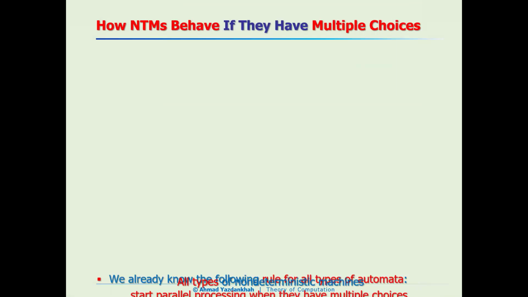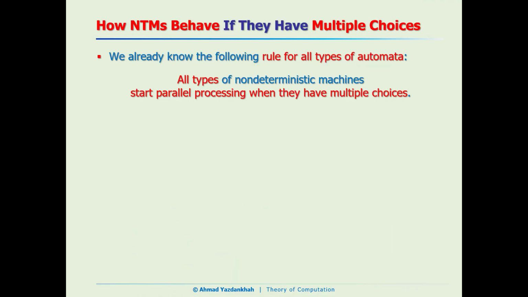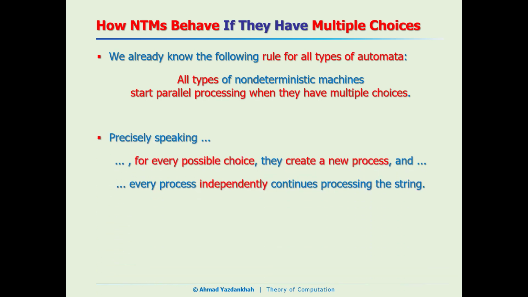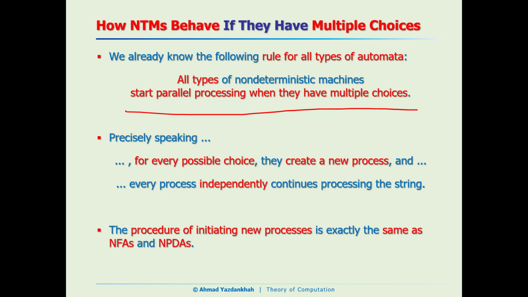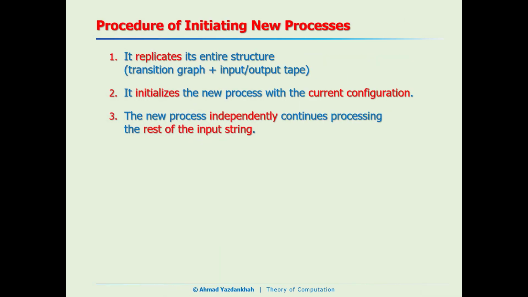Another question is how non-deterministic Turing machines behave if they have multiple choices. We have a standard and very general rule for all of these. When the machine has multiple choices, it starts parallel processing. All of them look exactly the same. So whatever we said for the NFAs and NPDAs is applicable for Turing machines as well. I put these instructions here for your reference. It replicates itself, and it initializes the new processes with the current configuration and so forth.